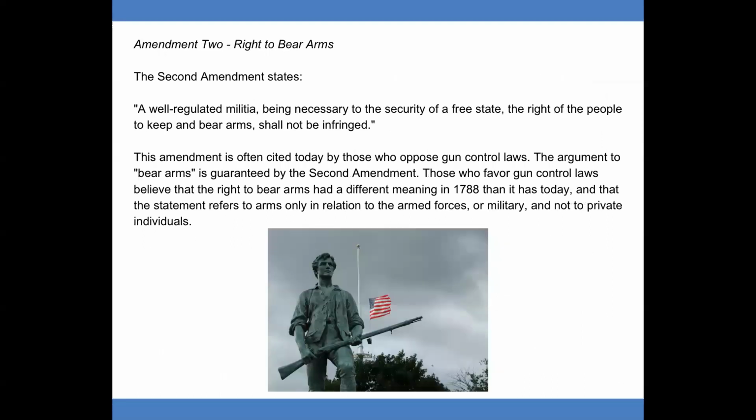Amendment 2, right to bear arms. The Second Amendment states, "A well-regulated militia, being necessary to the security of a free state, the right of the people to keep and bear arms shall not be infringed." This amendment is often cited today by those who oppose gun control laws. The argument is that the right to bear arms is guaranteed by the Second Amendment.